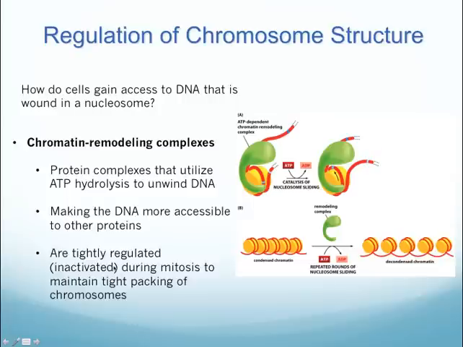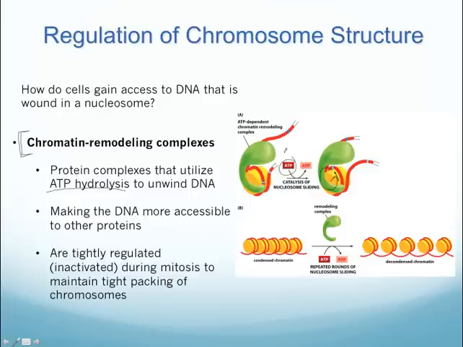Another way of regulating chromatin structure is through a complex of proteins called chromatin remodeling complexes. Okay, and this is a complex of proteins that utilize ATP hydrolysis to physically unwind the DNA from the nucleosome. So you kind of think of it as your own hand. Think of your hand just grabbing this nucleosome and you're turning it so that the DNA will unwind itself. And that's what this complex of protein is doing.